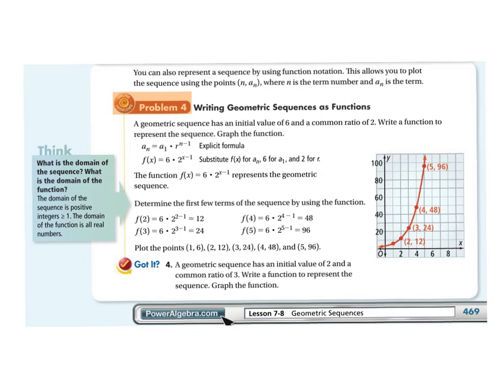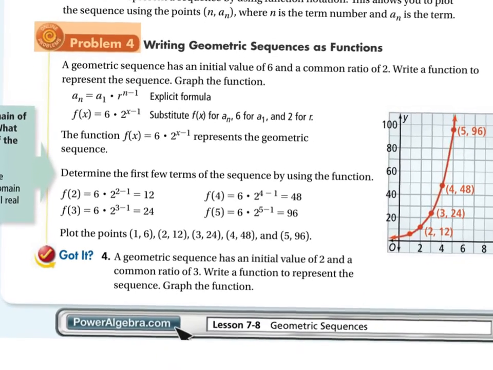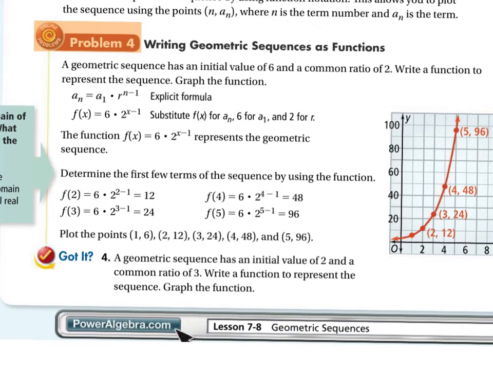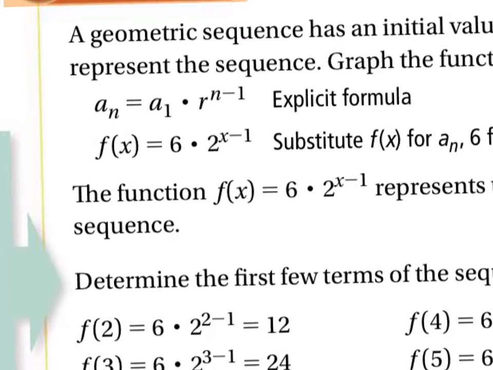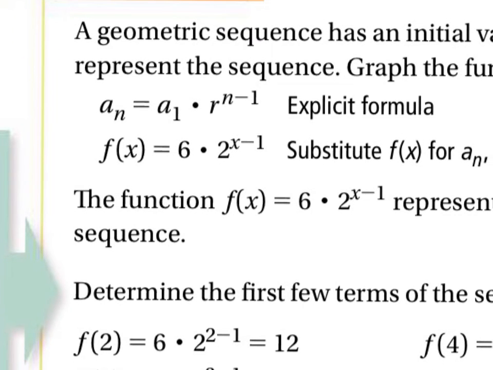Problem 4 I'll mention, it's not going to be our main focus here, but it tells us we have a geometric sequence, initial value is 6, common ratio is 2. And it says write a function and then graph the function. So writing the function, that would be just like what we've been doing. They're using x instead of n here, but same idea. Or you could say y equals. And again, the only difference is they're using an x instead of an n.